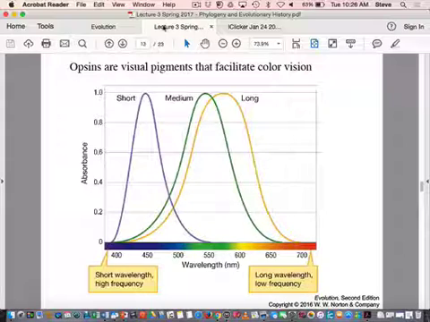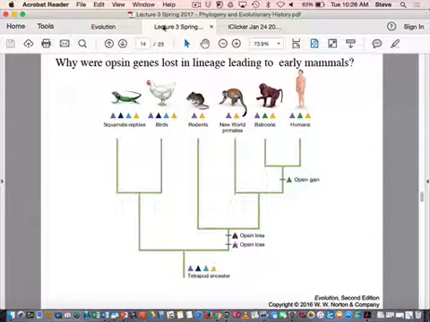I'm looking for the right word. They result in absorption at short wavelengths, medium wavelengths, and long wavelengths. So these are the different kinds of opsins that organisms with color vision have. You can have a whole set of different kinds of opsins. They fall into these short, medium, and long groups, and they allow you to assess blue, green, and orange pigments, so you can see those sorts of things.